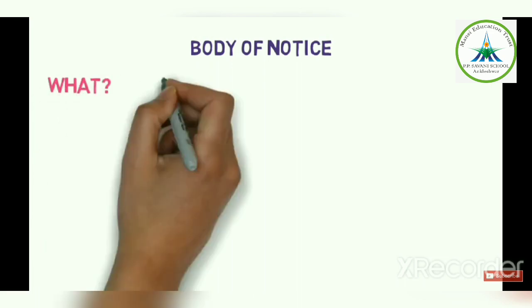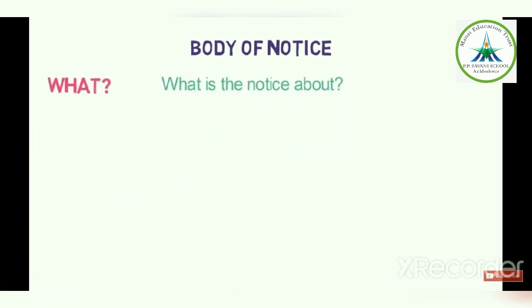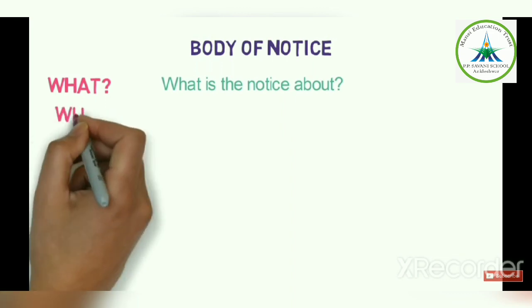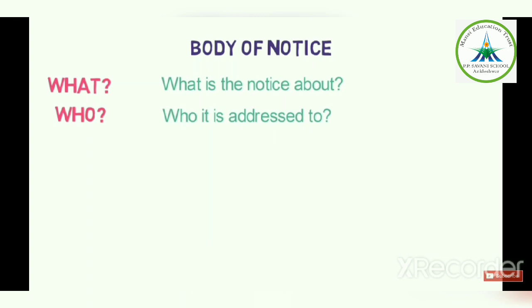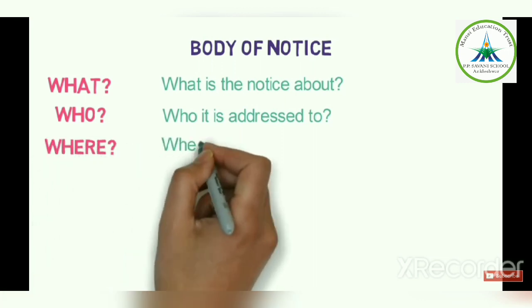This is the format. Now, the main thing, the body of the notice. What should it cover? The body of the notice should cover the following points. What? That means what is the notice all about? What is the topic of the notice? First we have to write that. The second one is who. That means who it is addressed to. If a principal is writing a notice to the students, who is addressed? The students are addressed. Where?